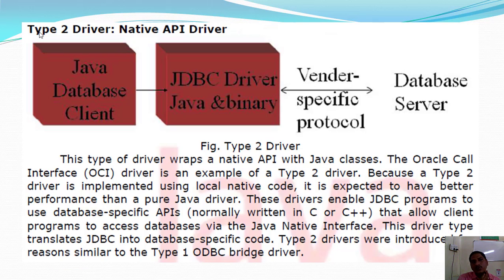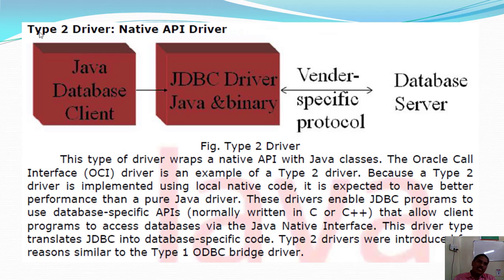Next is the Type 2 driver, which is known as the native API driver. The figure shows a Java database client which communicates with the JDBC driver, Java and binary, and these all communicate with the different types of database servers. Vendor specific protocols are implemented, and by using these protocols the Java client can communicate with the database servers.